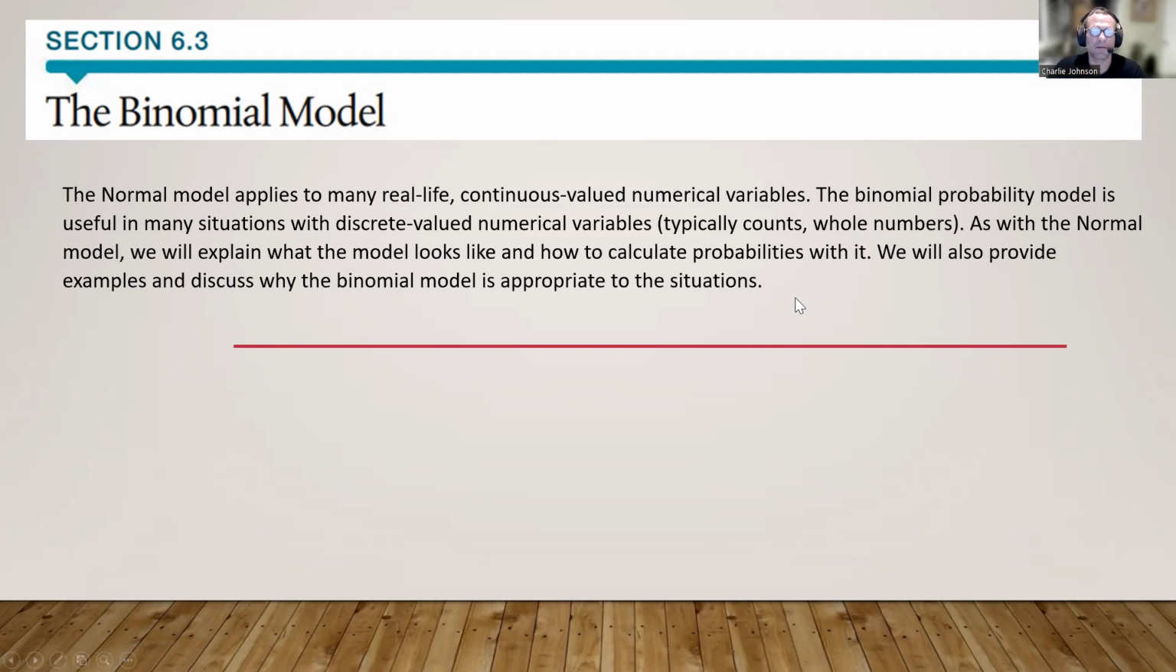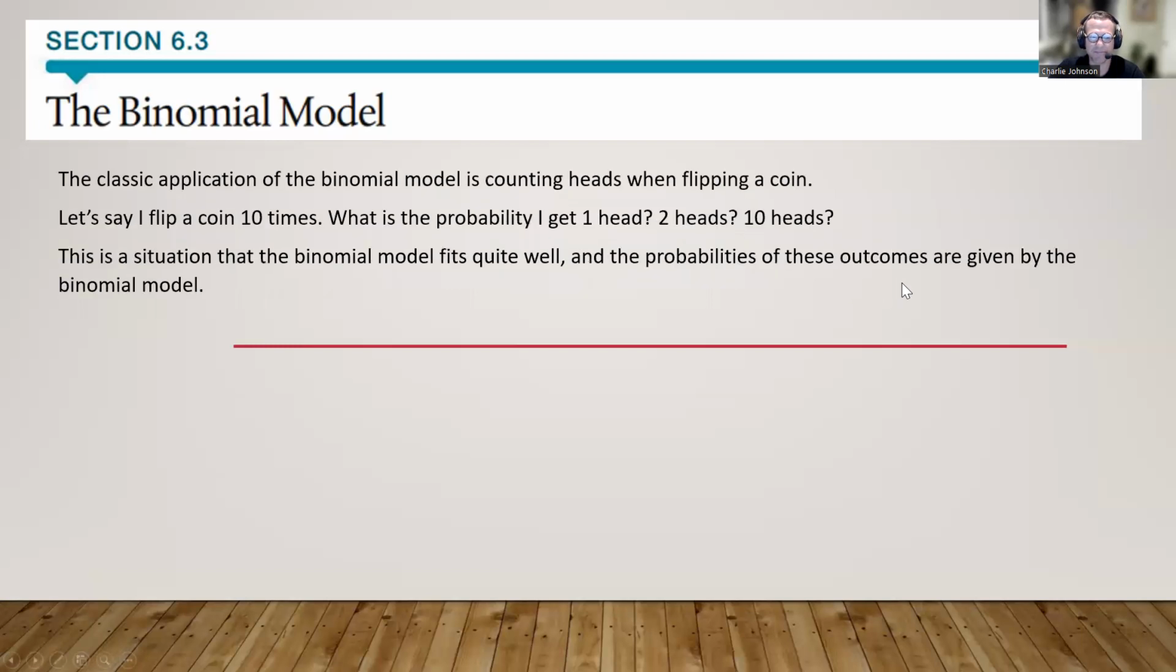While the normal model applies to many real-life, continuous valued numerical variables, the binomial probability model is useful in many situations with discrete valued numerical variables. These come in the shape of counts or whole numbers like 1, 2, 3, 4. As we saw with the normal model, we'll do the same. We'll explain what this new probability model looks like and how to calculate probabilities with it. We will also provide examples and discuss why the binomial model is appropriate to the situations.